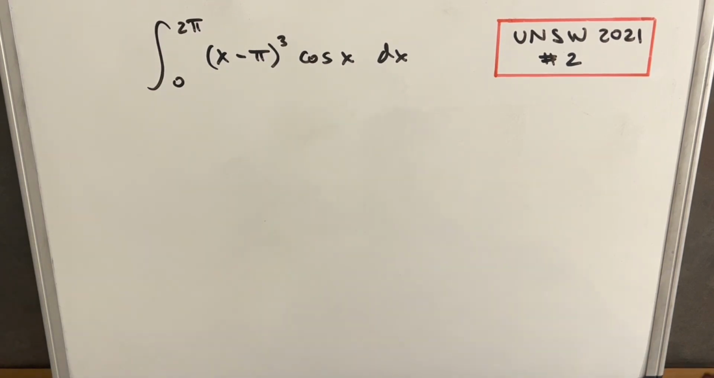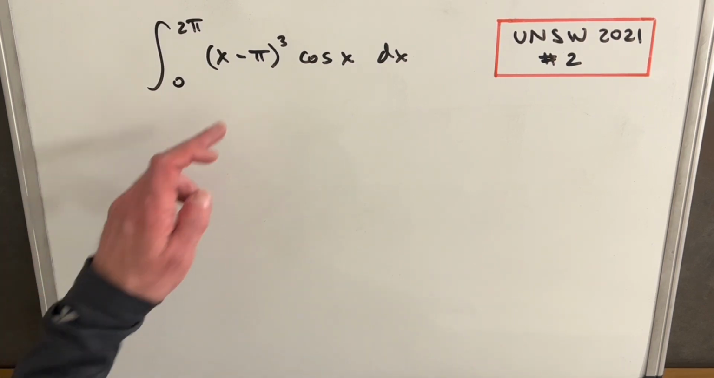Hey, I'm doing something a little different today. We have an integral from the UNSW 2021 Integration Bee, problem number 2. UNSW stands for University of New South Wales in Australia. Okay, so we have this integral from 0 to 2 pi, (x - pi)^3 cos x dx.